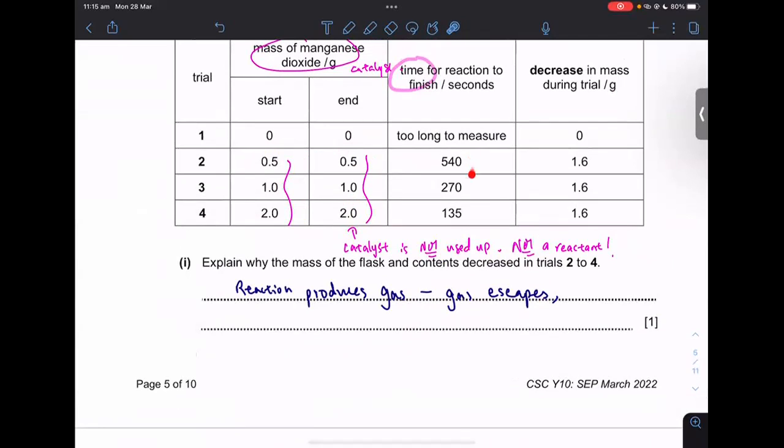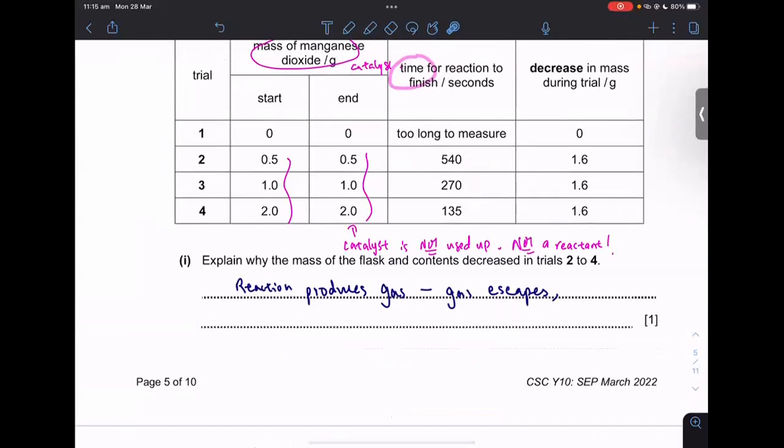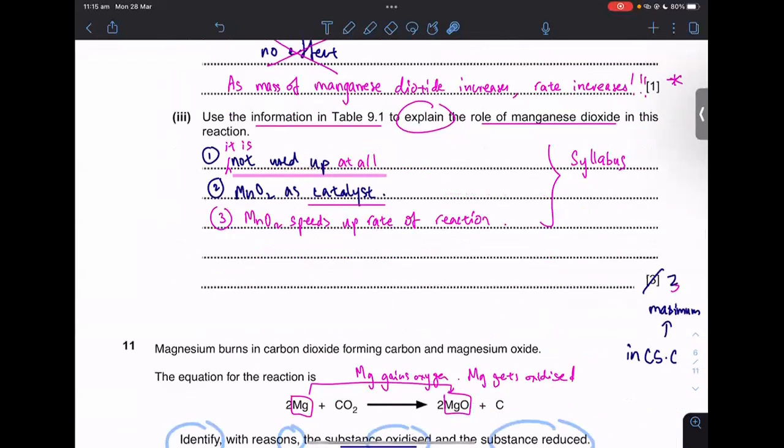When you use it, the rate of reaction is faster because the time taken for the reaction to finish gets shorter. That is why it is speeding up the reaction. It makes the reaction go faster. It is a catalyst that is speeding up the reaction. Make sure you use some data in the table. Talk about shorter time, lesser time for the reaction to finish when you use more and more of the catalyst. But the catalyst is not used up. So do not just state, but use some information from the table. I just showed you that it wasn't used up. I have just shown you that the reaction goes faster as it takes lesser time for the reaction to finish.